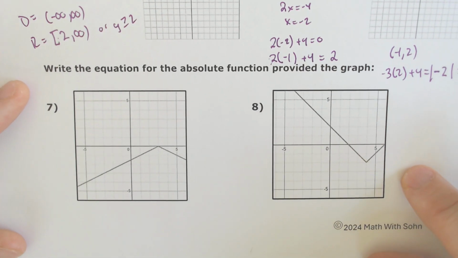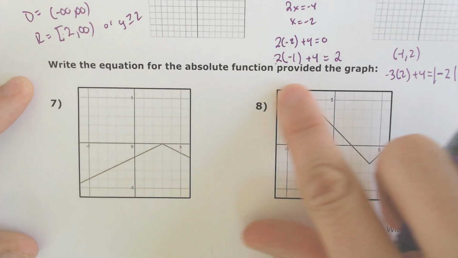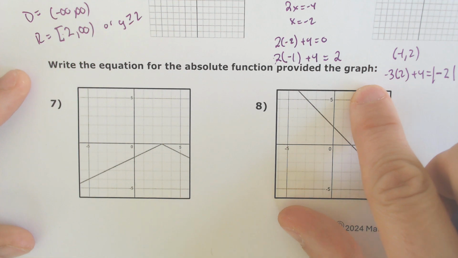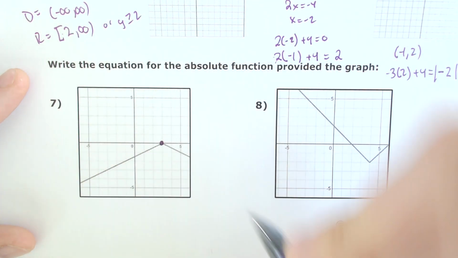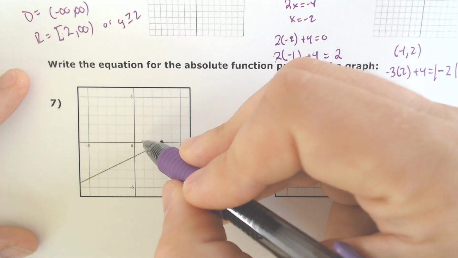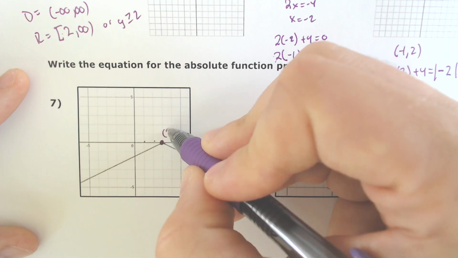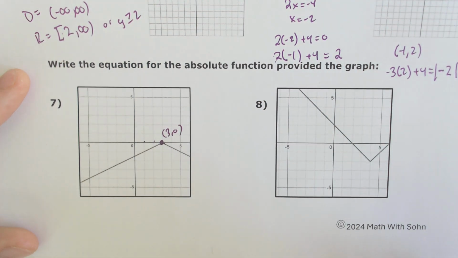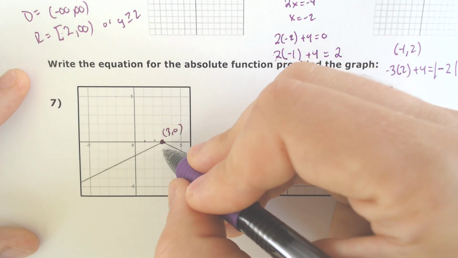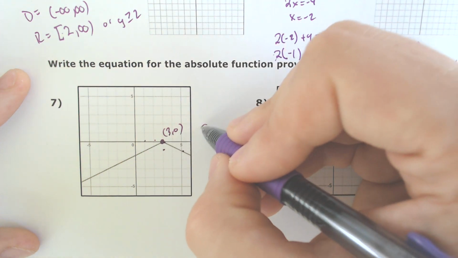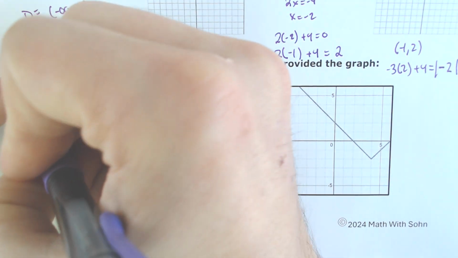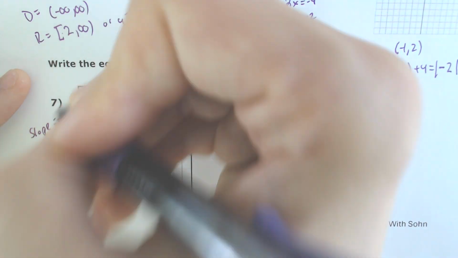All right. Last one, write an equation for the absolute value function provided by the graph. Here, you just need to identify what is the vertex. So in this case, the vertex is at 1, 2, 3, 0. And the slope is down 1 over by 2. So the slope, write it over here, the slope is negative 1 over 2.